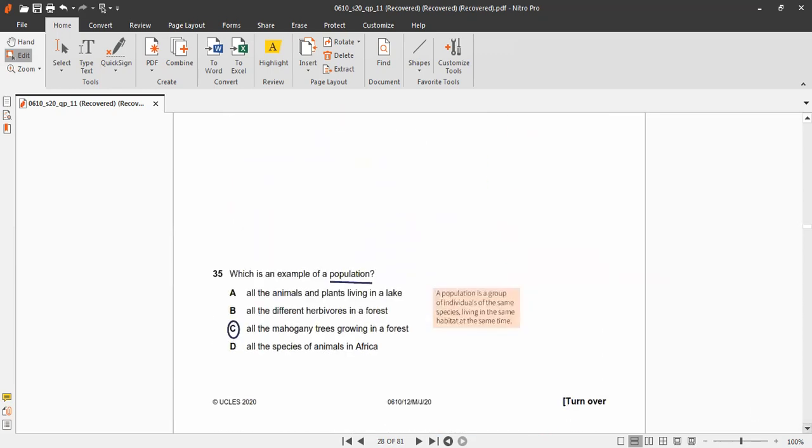Which is an example of a population? A population is a group of individuals of the same species living in the same habitat at the same time. So the correct answer is C. All the mahogany trees growing in a forest: a group of individuals of the same species living in the same habitat at the same time.